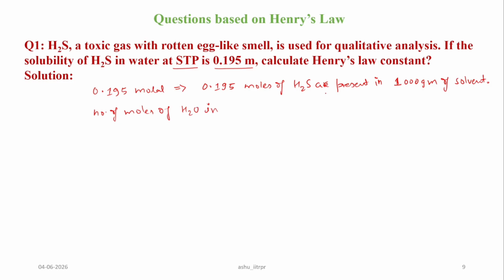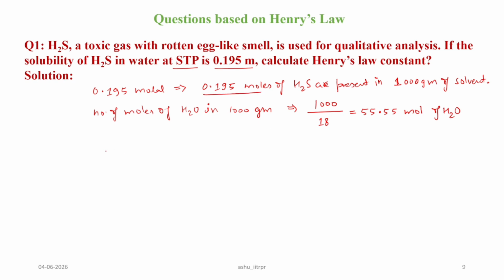So from the definition of molar, we get to know that it is 1000 gram. We did this yesterday in the first part. So 1000 divided by molar mass of water. This value is a very famous one, 55.55 moles. These are the number of moles of water present in 1 liter. Number of moles of H2S is already given, 0.195.